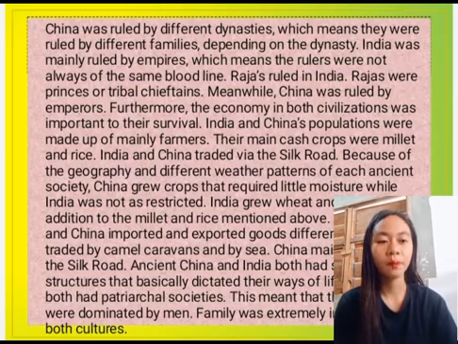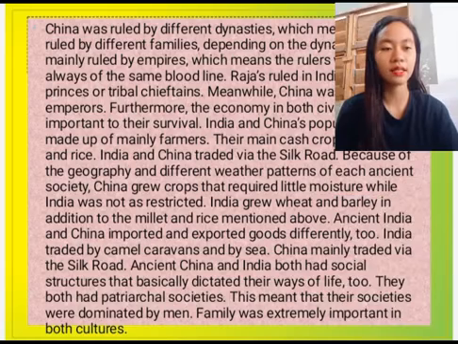India and China's populations were made up of mainly farmers. Their main cash crops were milk and rice. India and China traded via the Silk Road. Because of the geography and different weather patterns of each ancient society, China grew crops that required little moisture, while India was not as restricted. India grew wheat and barley in addition to the milk and rice mentioned above.